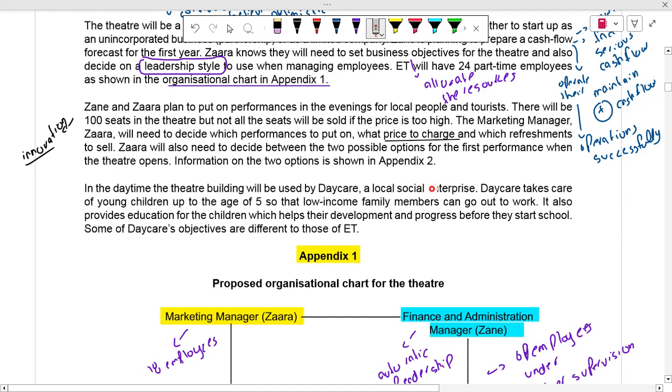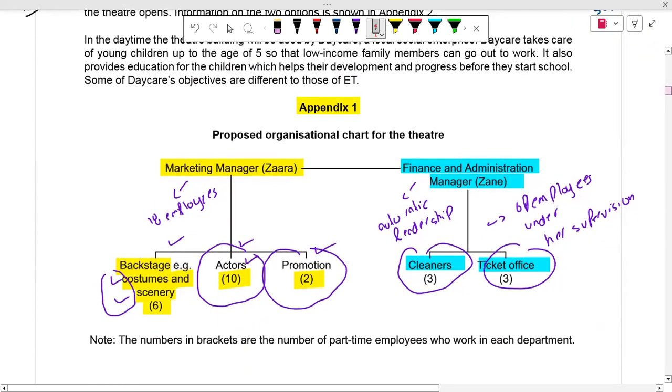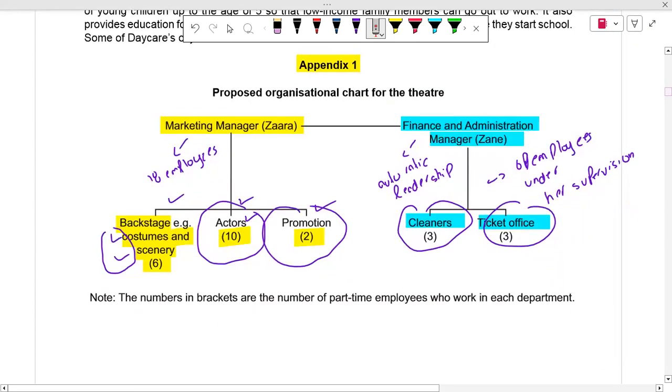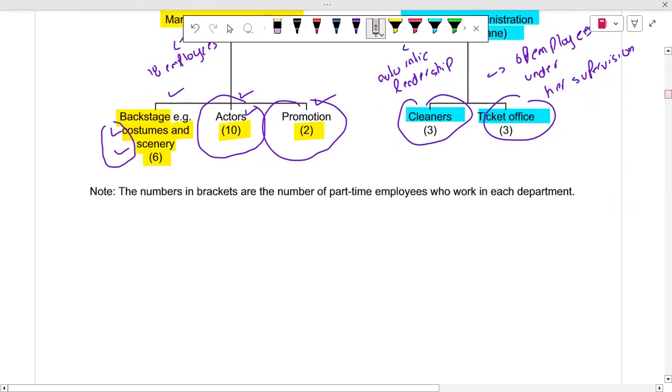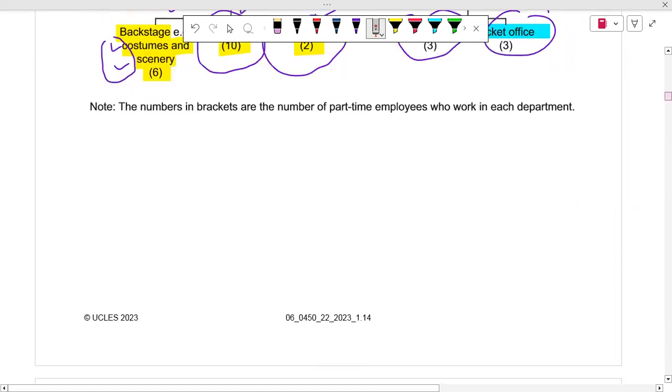And basically this Daycare uses the building during the day, and in the evening they are renting out the building for the theater. So this is also one more important thing to attract the customers, because customers most of the time get very much impressed by the social things which a business can do.